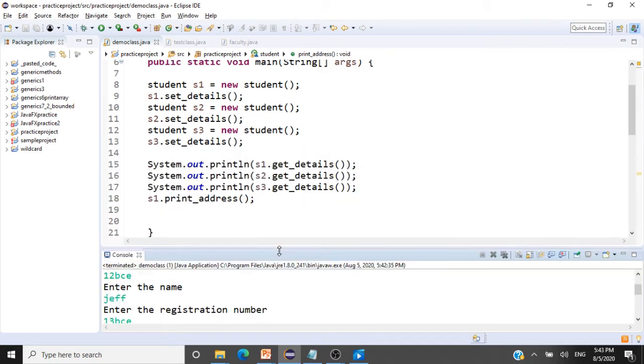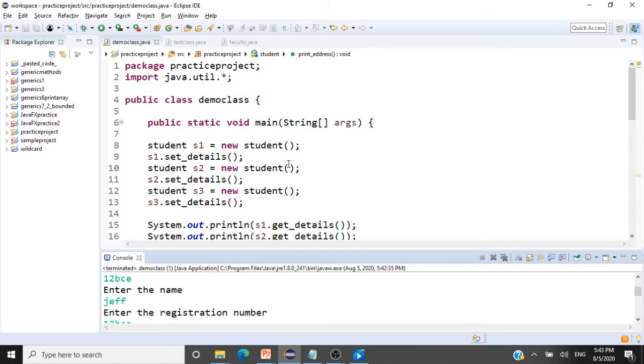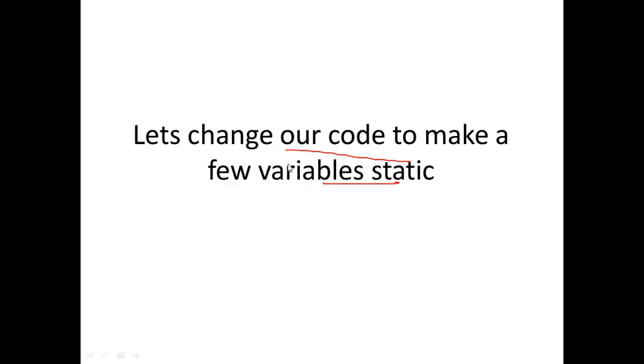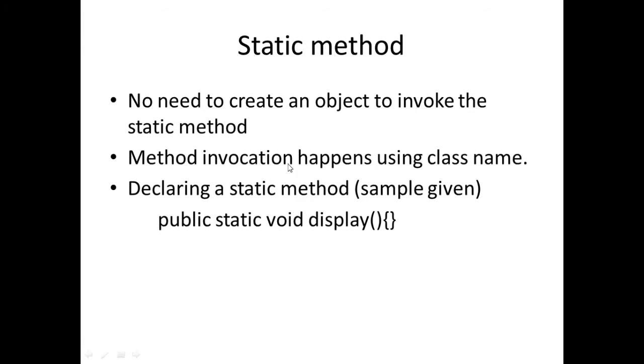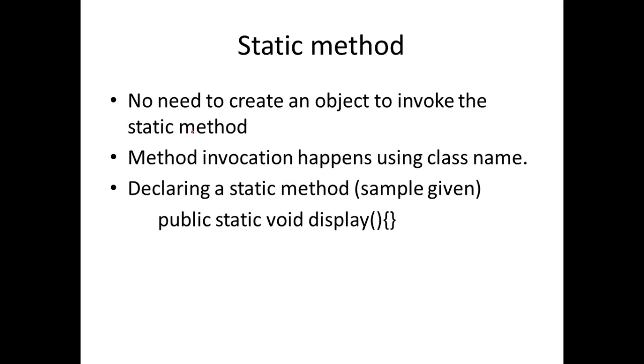I hope you are now clear with what are static variables and how to use them. Let's move forward. Not only variables, a method can also be declared as static. Why should a method be declared as static? What is the advantage? Say you have a method, some display method, and you can declare a method to be static. What is the advantage?